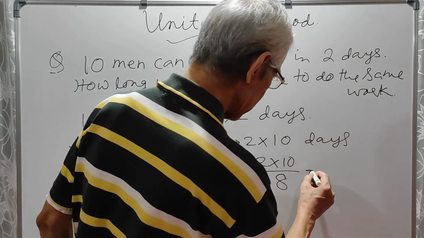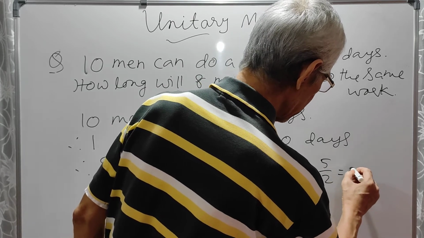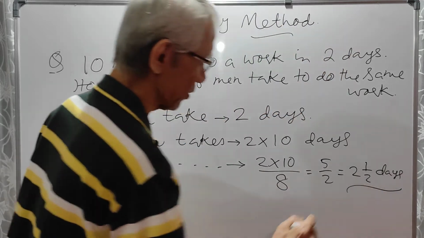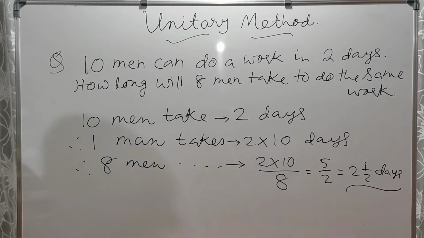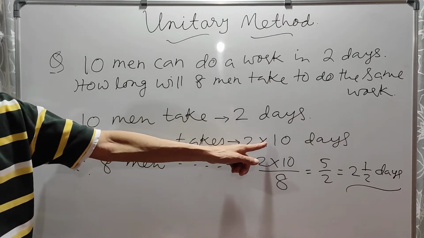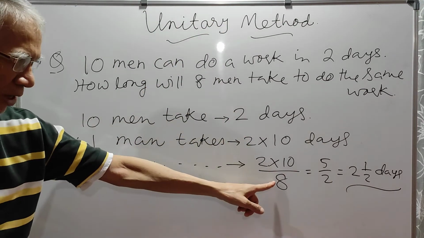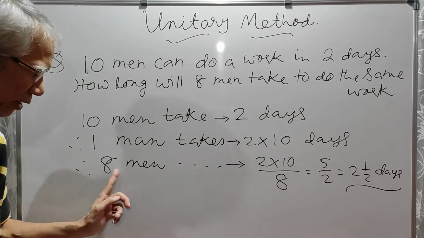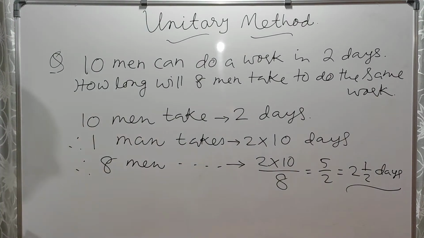So this becomes 10 by 4, that means 5 by 2, that means 2.5 days. So this is the answer. You followed? This is a time and work sum. Here we divided. In the previous 3 sums, we multiplied. But here we have to divide because we are finding less. When you have to find more, you multiply. When you have to find less, then divide. So the answer is 2.5 days.